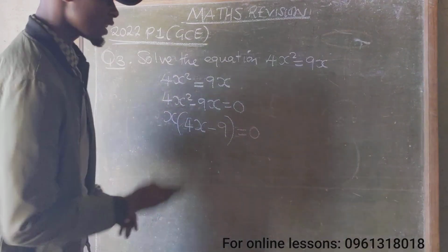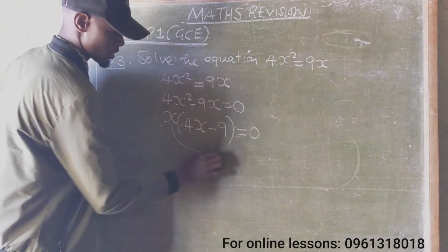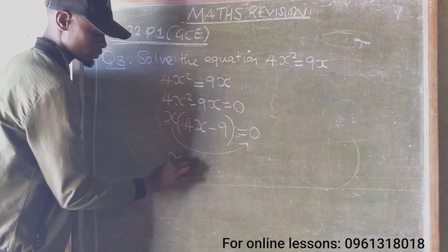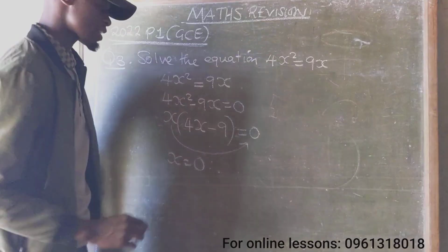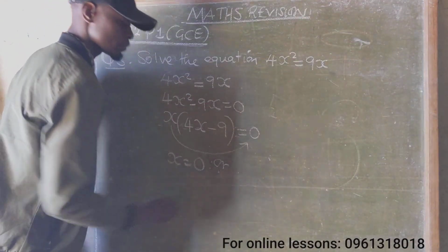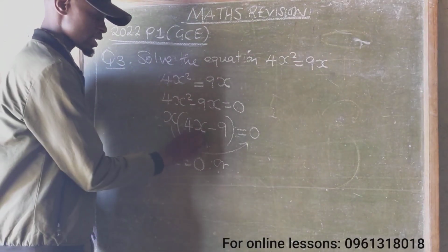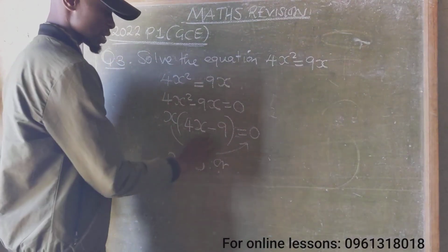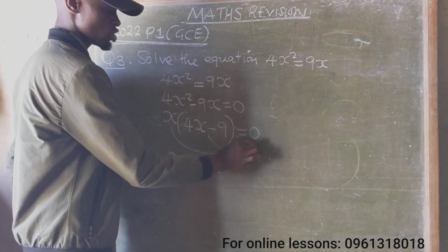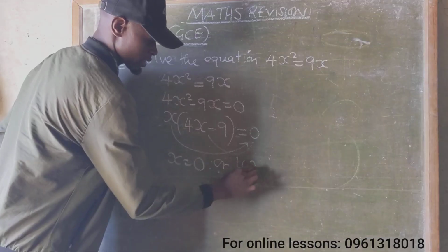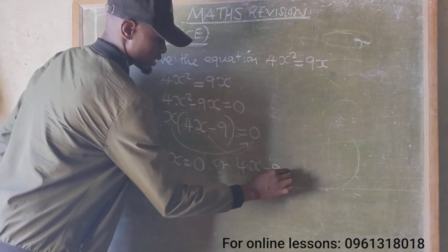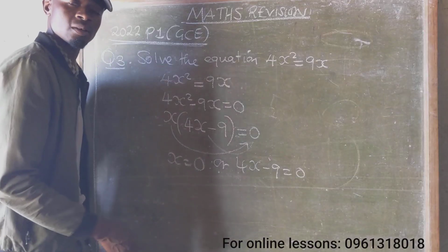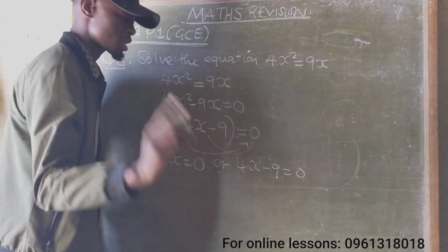So the first answer that you have is this one. X is equal to 0. That's our first answer. And you say, or, this other part, 4x minus 9, is one thing. So what you do is you also equate it to 0. So you have 4x minus 9 equal to 0. Then find the value of x. That will simply mean you have two answers.